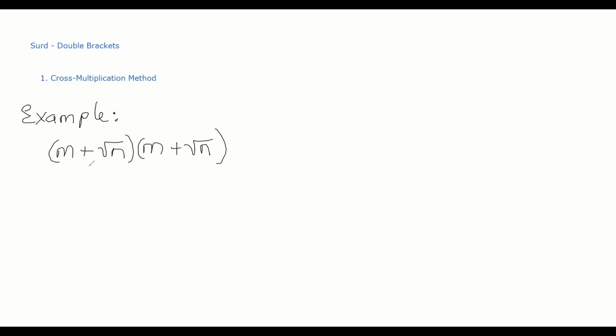So here we have four variables, two variables in each bracket. So what we do is we're going to multiply the first variable in the first bracket with the first variable in the second, and the first variable with the second variable. We do the same with the second variable in the first bracket. Multiply by the first variable in the second, and multiply by the second variable in the second.